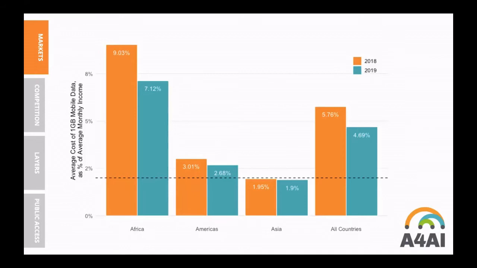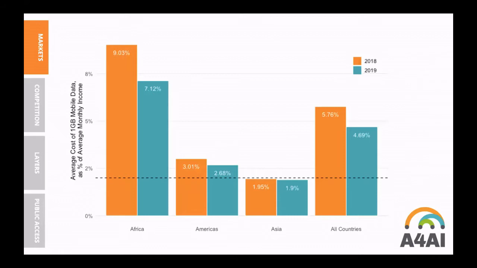As you'll see, the dotted black line towards the bottom is the international standard for affordability, known as 1 for 2. That is that 1 gigabyte of mobile data shouldn't cost someone more than 2% of their income. And the only region that reaches that target consistently is Asia. And even within that region, there are countries that haven't met that target.